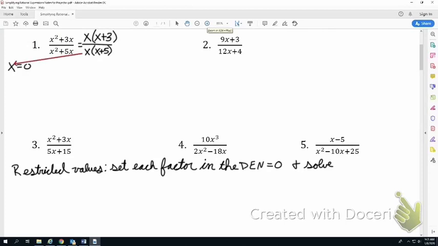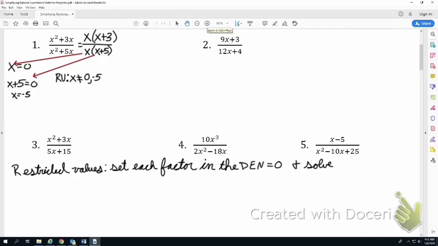Okay, so I set that x equal to 0, and then I'm going to set the x plus 5 equal to 0. And I'll solve, and I'll get negative 5. So my restricted values on this: x cannot equal 0 and negative 5.